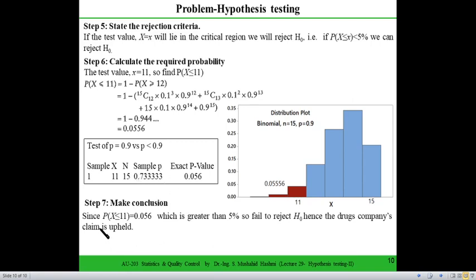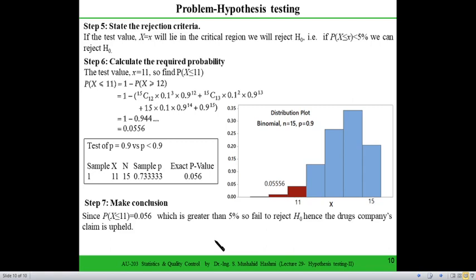So it means we have evaluated the probability for this test statistic to be 0.056, which is a 5.56% area, which is much greater than 5%. So here we fail to reject the null hypothesis. Hence the drug company's claim is upheld, because we don't have sufficient evidence available.